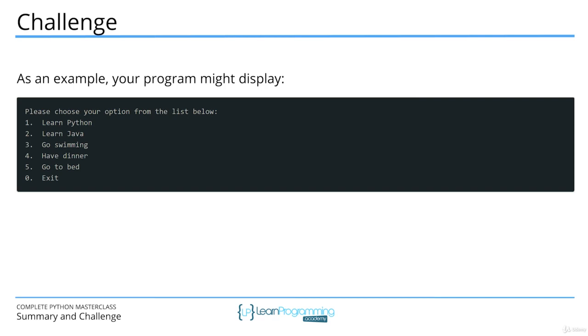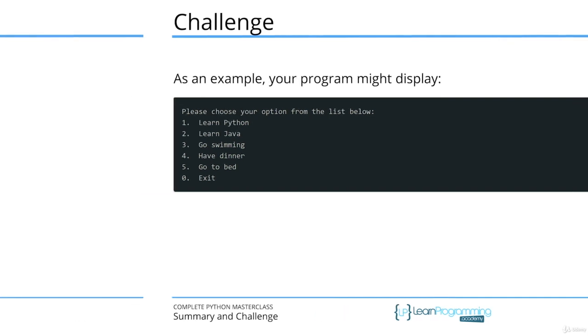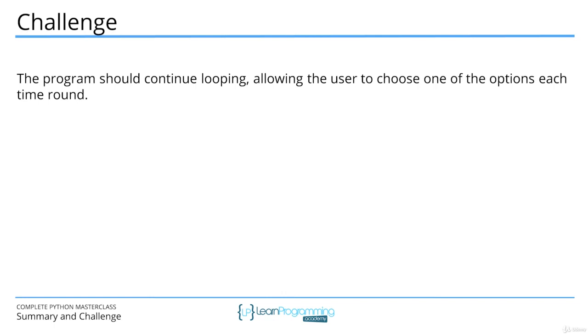So as you can see in this example, we've got a heading at the top, we've got 5 options and a final option also added, which is 0 to exit the program. So the program should continue looping, allowing the user to choose one of the options each time around. And the loop should only terminate when the user chooses 0.